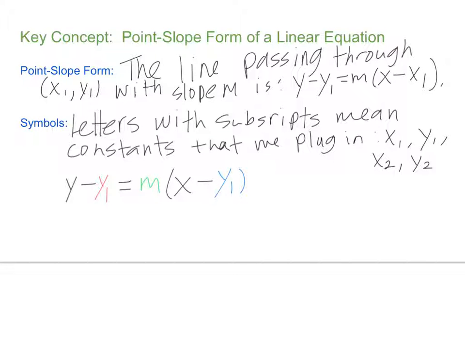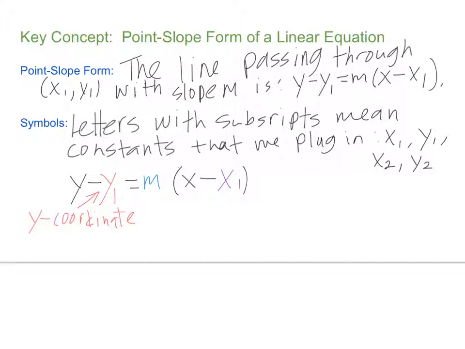So in the equation, y minus y sub 1 equals m times x minus, let me correct that. All right, try it again. Y minus y sub 1 equals m times x minus x sub 1. The two variables in black, y and x, are actually variables. The subscripts and m are all constants.